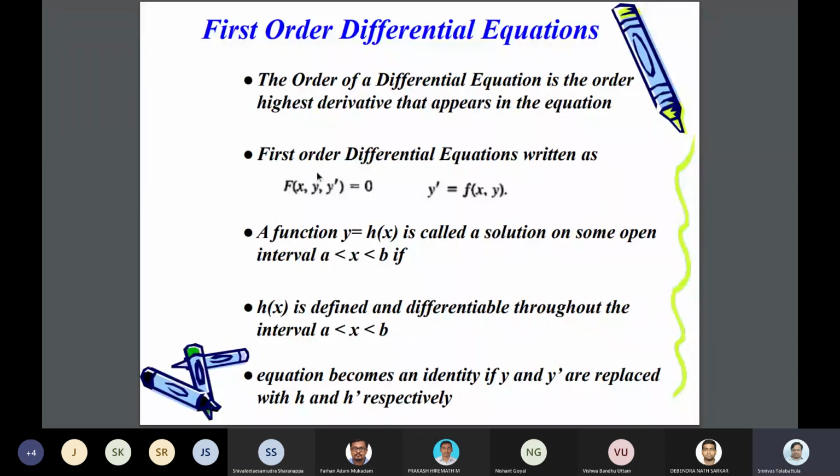Suppose y is h of x, some function, whatever it is, and you substitute this into the differential equation. The right hand side and left hand sides match. So h of x satisfies this equation. Then you call h of x the solution. Any solution for that matter, whichever satisfies. And many times you are interested not in the whole range, but only a certain range, x ranging from a to b. Okay. Sometimes you are interested in the whole x-axis or so.